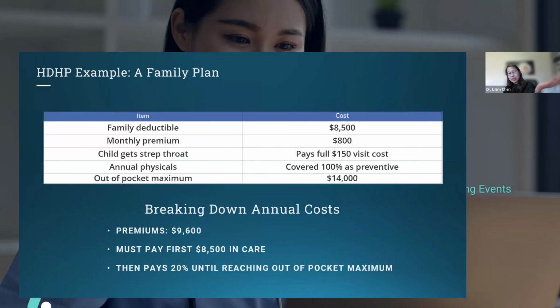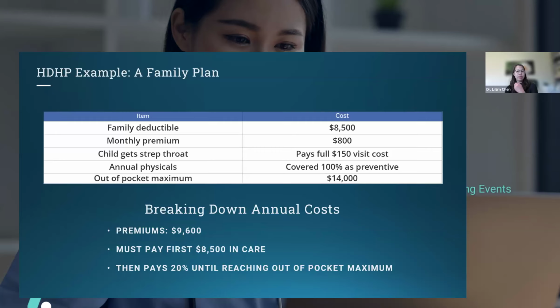So here's an example. Let's say you've got a family on a high deductible health plan. You'll see in the table, right, the deductible for this family is $8,500. This is merely an example, right? Their monthly premium is $800.